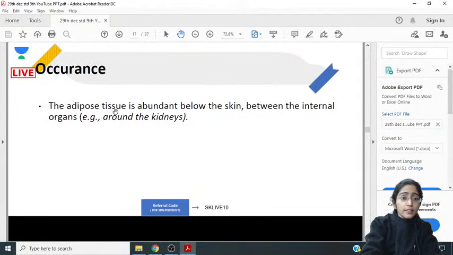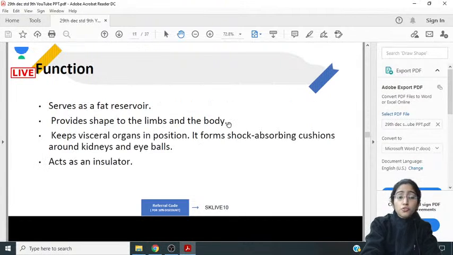Where is it present? The adipose tissue is abundant below the skin. And the reason is it prevents the loss of heat between the internal organs, around the kidneys and all, in order to act as a shock absorbent, that is to protect us from injury.